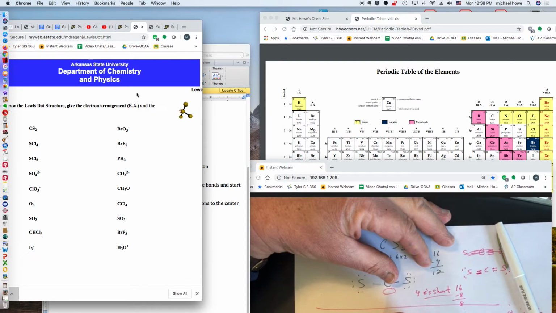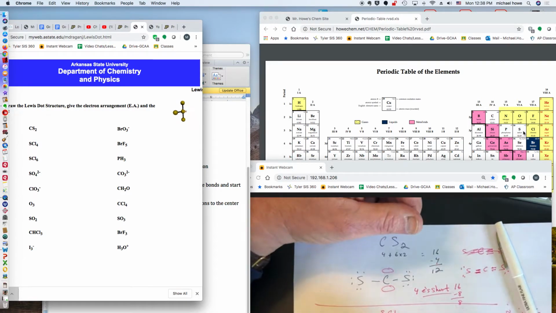SCl6, we have sulfur has 6 valence electrons, chlorine has 7, so we've got 6 plus 7 times 6 because there's 6 atoms. 7 times 6 is 42, plus 6 is 48 electrons. Then you draw your skeleton structure. You want to keep the skeleton structure as symmetrical as possible, so you think about things radiating out from a center. So you see in this case I've got too many electrons around the center, but sometimes that happens.